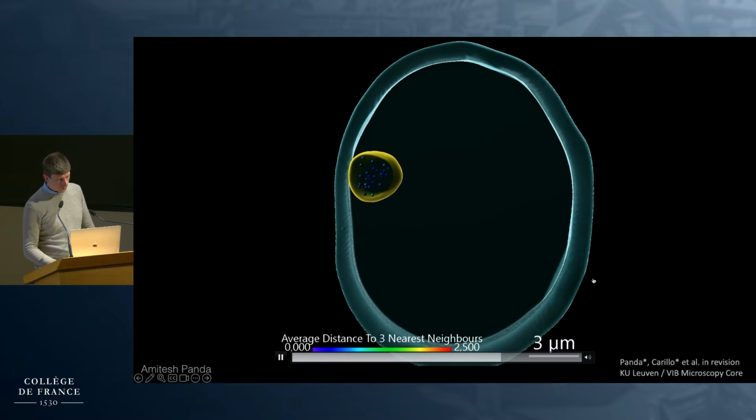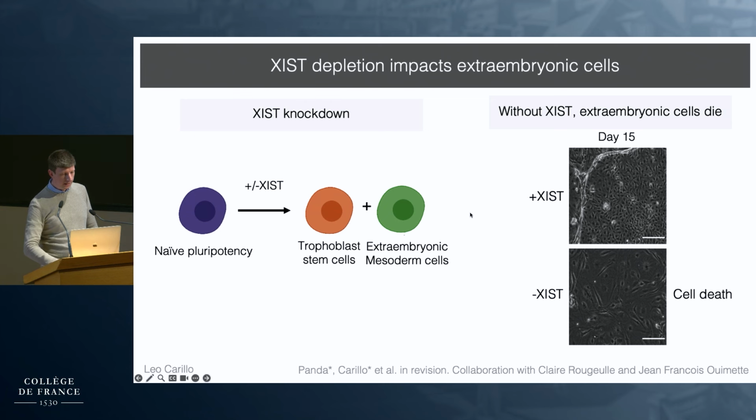So we next wanted to ask, what is the impact of depleting XIST during differentiation? We use the system that Claire has just introduced. So we remove XIST, deplete XIST, and then induce differentiation. And we find that differentiation still takes place. We can still induce extraembryonic cell identity. However, upon passage, and in all three clones analyzed, the cells die, suggesting that XIST might be important for making healthy extraembryonic cells in human.